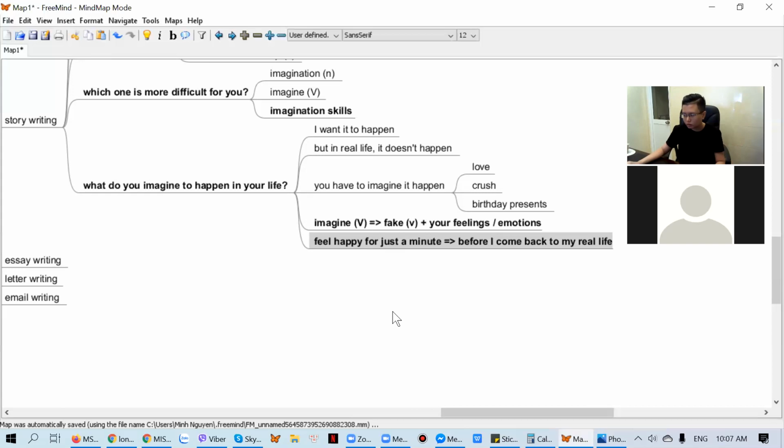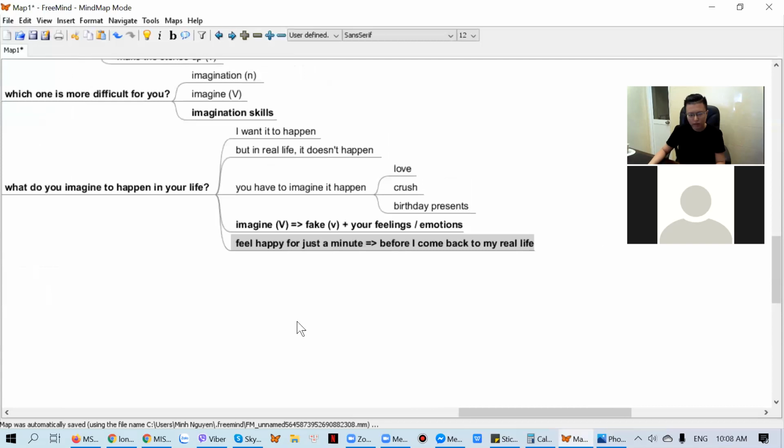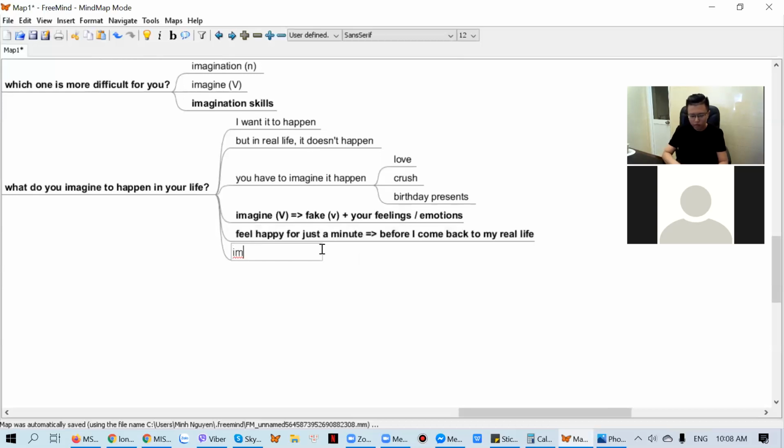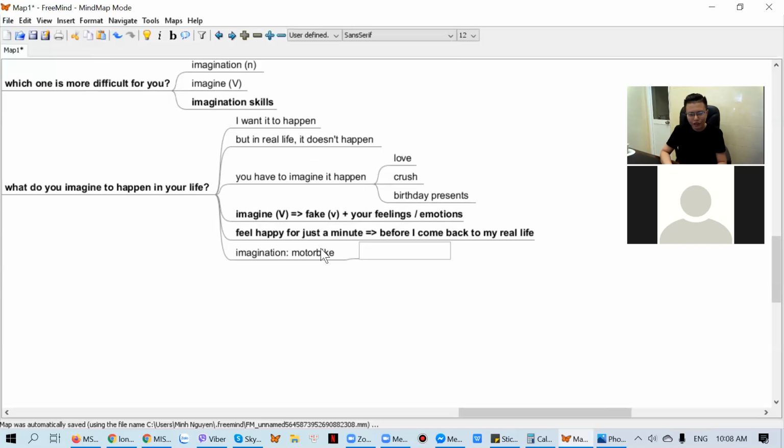Yes, I want to have a bike. Motorbike. But in real life, it doesn't happen. Very good, okay. But is this a true story, or are you making up the story for me? Is it true in your real life? No. Okay, so you imagine to have a motorbike, but you cannot have a motorbike. So you are going to imagine for the very first time in your life.